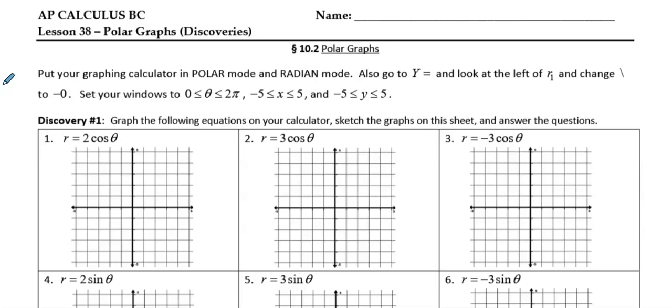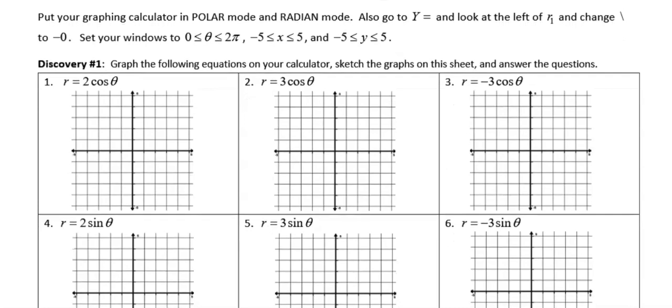We're talking about polar graphs, and in this particular video we're going to talk about what they look like, but more importantly the behavior of the functions as we graph them from 0 to 2 pi. In the previous video we talked about visually what the graphs look like. You know from the last video that these are all circles.